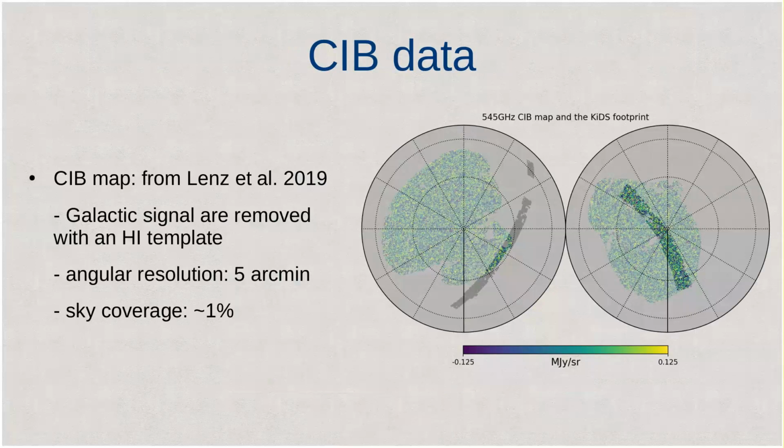And the CIB data we use is from a CIB map made by Lenz et al. They use the sky map produced by Planck and make 3 CIB maps at 353, 545, and 857 gigahertz. These two plots show the CIB map at the north and south pole in galactic coordinates. The transparent band shows the KiDS footprint, so the overlap range covers about 1% of the sky.